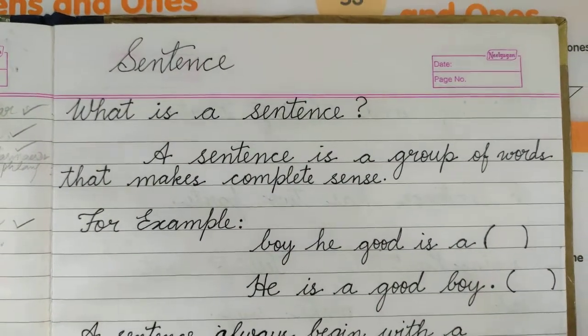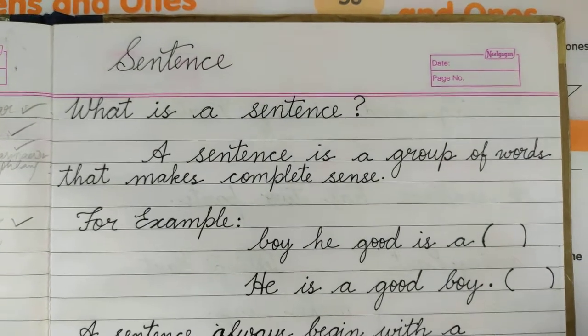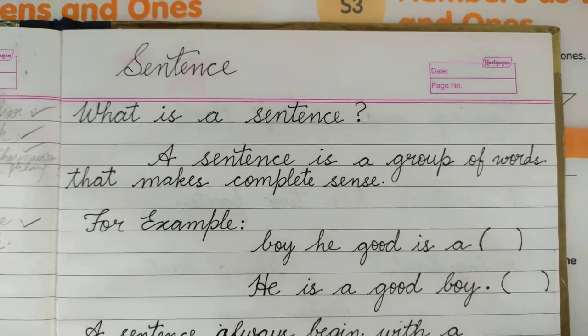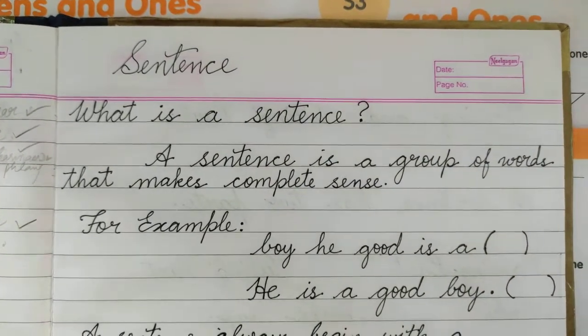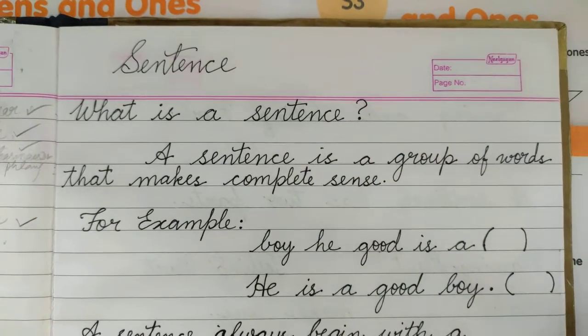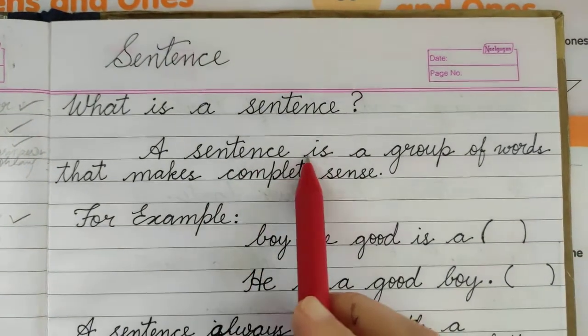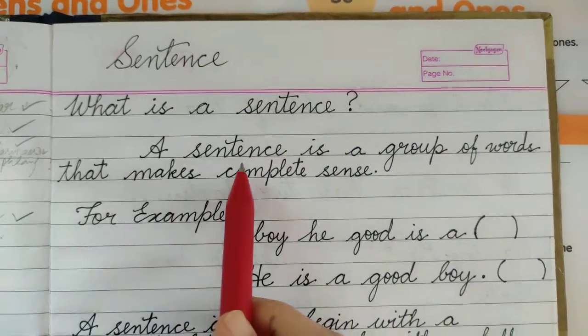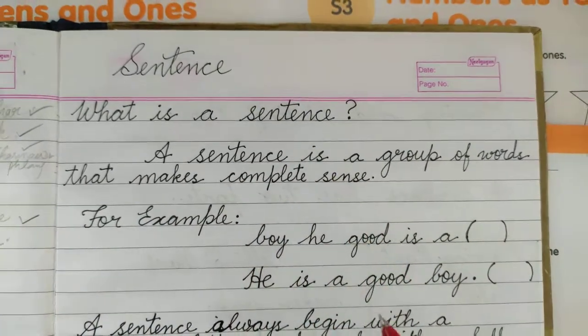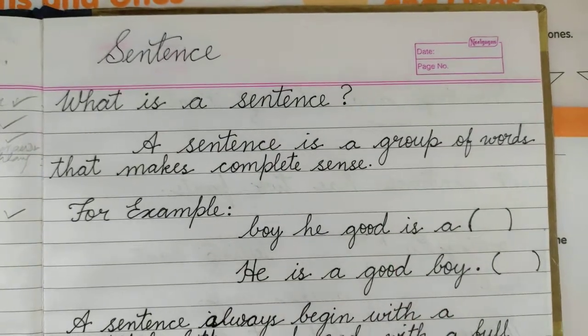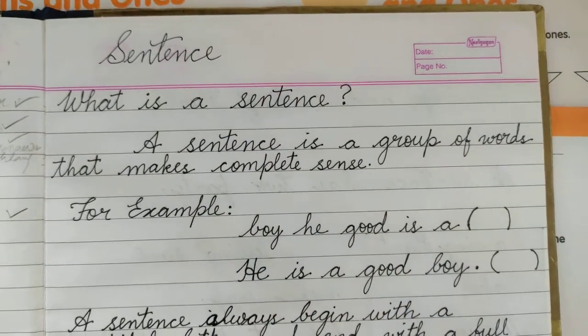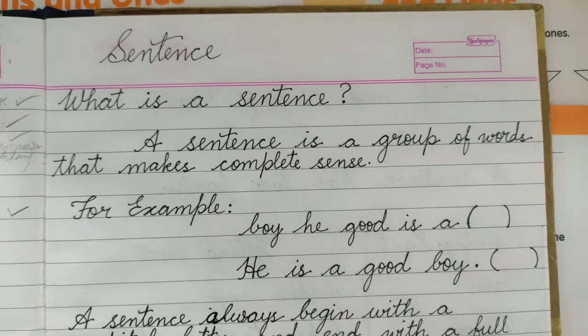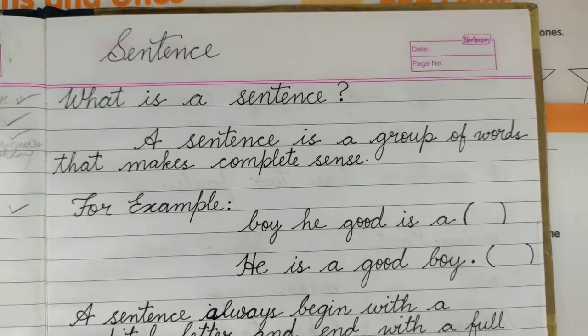In today's class, we will be learning about a sentence. Now, what is a sentence? A sentence is a group of words that makes complete sense. Okay? A sentence is a group of words that makes complete sense.